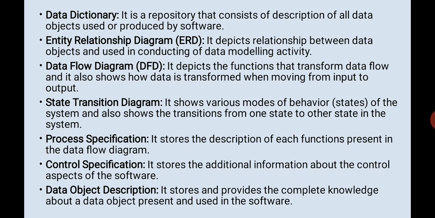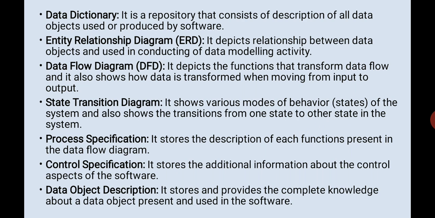See, the state transition diagram shows various modes of behavior, that is, the states of the system, right? So what are the different modes of the system? What are the different states the system is in? And how does it transit from one to the other? How is it doing this, right?